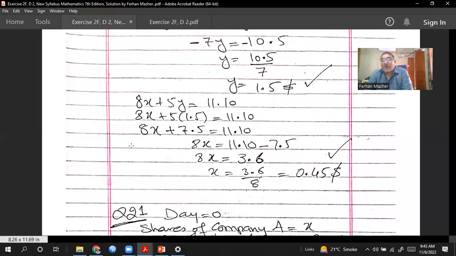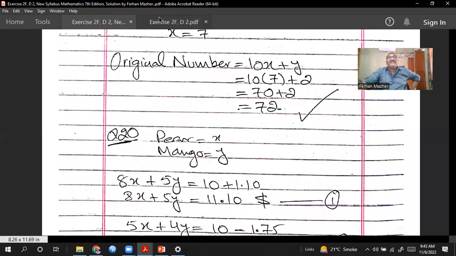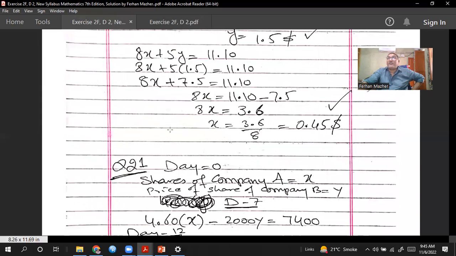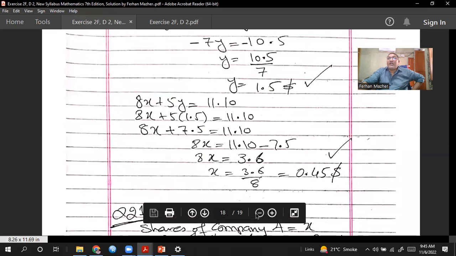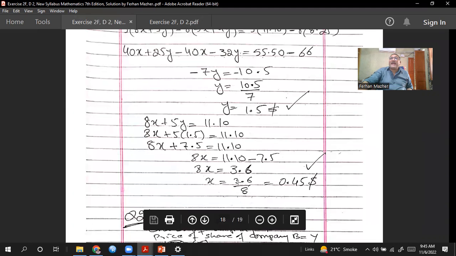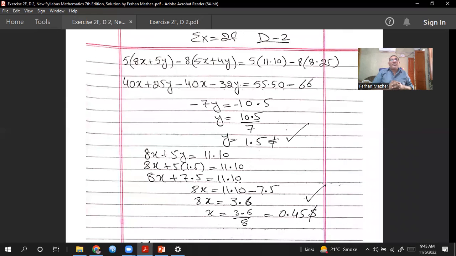So the price of one pear is $0.45. Let me reduce the size so I can show you the solution. That is the first portion of the solution. You can pause the video and take your time with this. And this is the second portion of the solution. So my dear students, you can pause the video and take your time with this question.